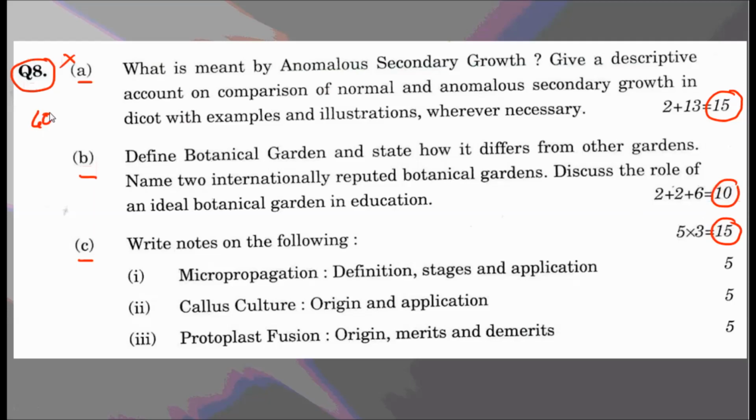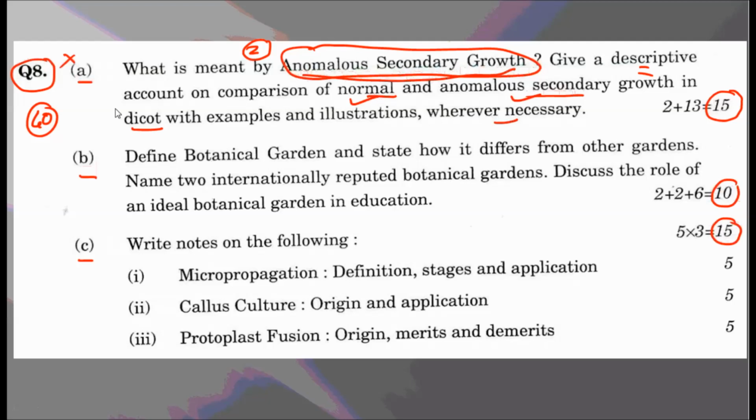All right. So the first sub question is what is meant by anomalous secondary growth? Give descriptive account of comparison of normal and the anomalous secondary growth in dicots with example and illustration wherever necessary. For writing what is meant by anomalous secondary growth, just for writing the anomalous secondary growth, you will get the 2 marks. All right. And for giving the descriptive account on comparison of normal secondary growth and the anomalous secondary growth in dicot plants with suitable example and illustration, you will get the rest 13 marks.